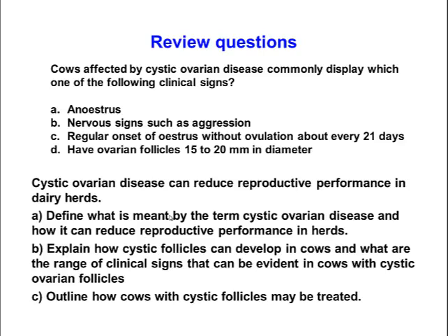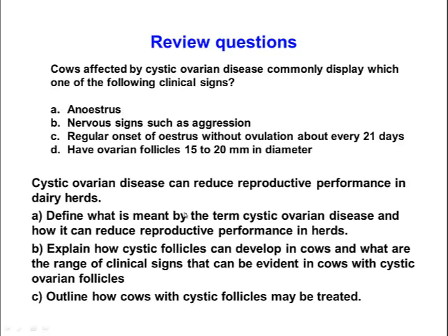Cows affected by cystic ovarian disease commonly display which one of the following clinical signs? Anestrus, nervous signs such as aggression, regular onset of estrus without ovulation about every 21 days, and ovarian follicles 15 to 20 millimeters in diameter. Cows affected with cystic ovarian disease commonly display anestrus as a clinical sign. They usually don't show aggression. They usually show erratic estrus behaviour and cyclicity, and follicles are usually larger than 25 millimeters in diameter. So this is the common sign that they show.